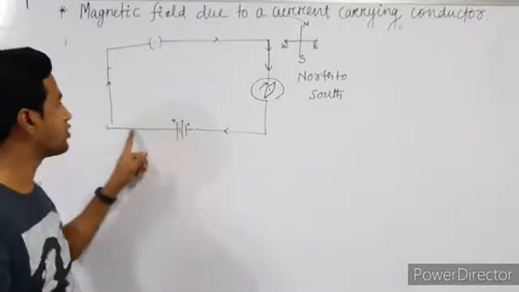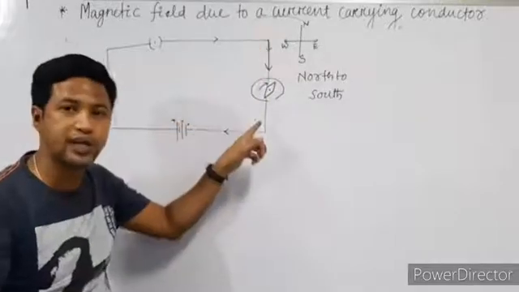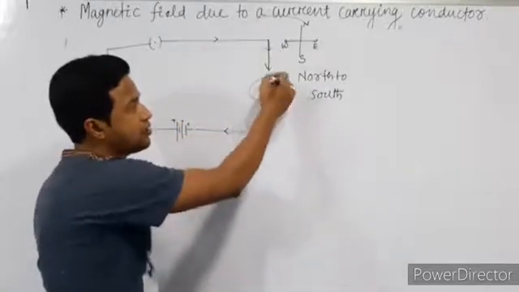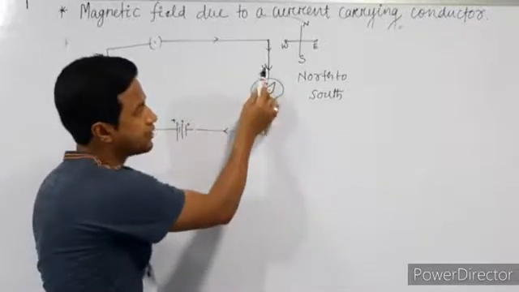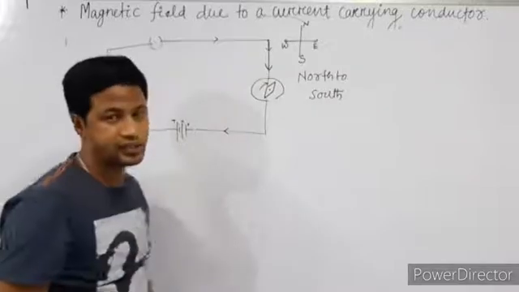The current is flowing from positive to negative. When it reaches here, this is the north direction, this is the south direction. So when the current is flowing from north to south, the magnetic needle will deflect towards the east. This is the east direction, it will deflect towards the east.